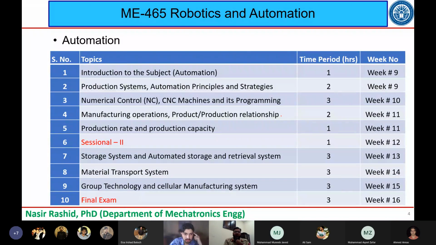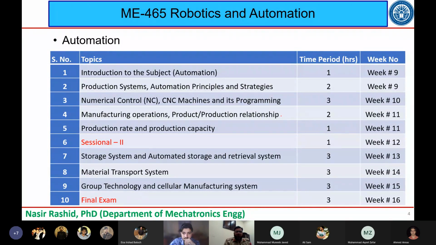This will be a little different, because we are going to study some manufacturing operations and then their relationship with the product and production. So if it is a revision of manufacturing operations, because this is a very brief part of the course, if it is a repetition, there's no issue, we can go with this.